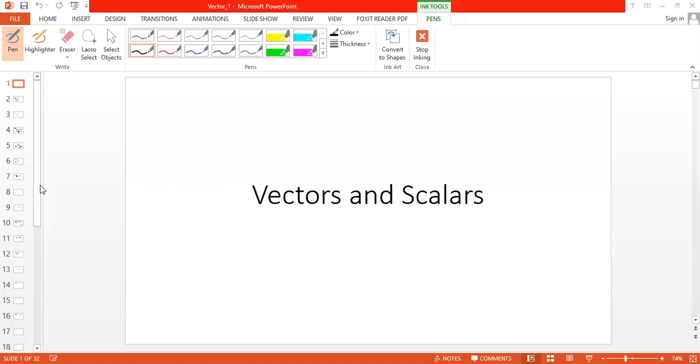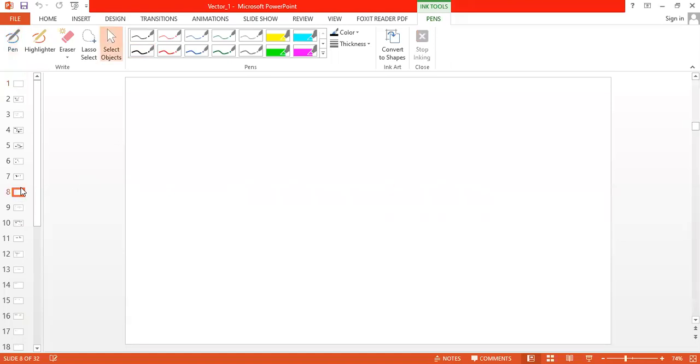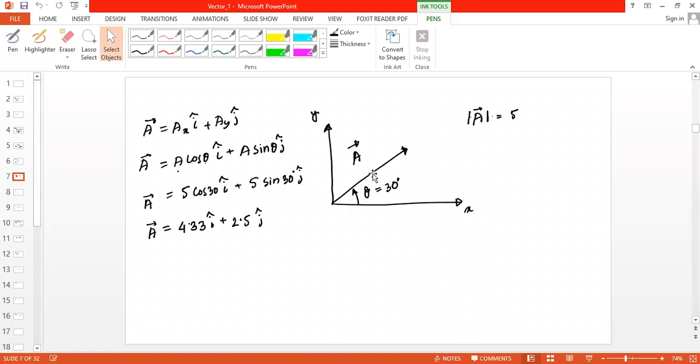Now you can see the slides, right? So today, in our last class, what we discussed is that if the magnitude and angle of a vector are given, then how to write this vector in unit vector notation. We finished here in our last class.